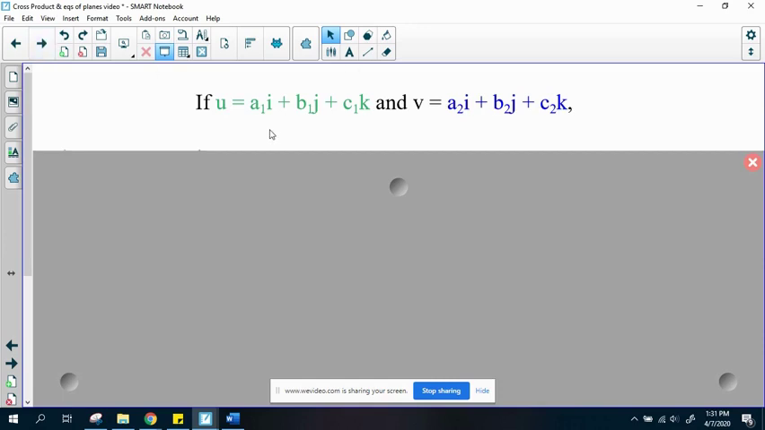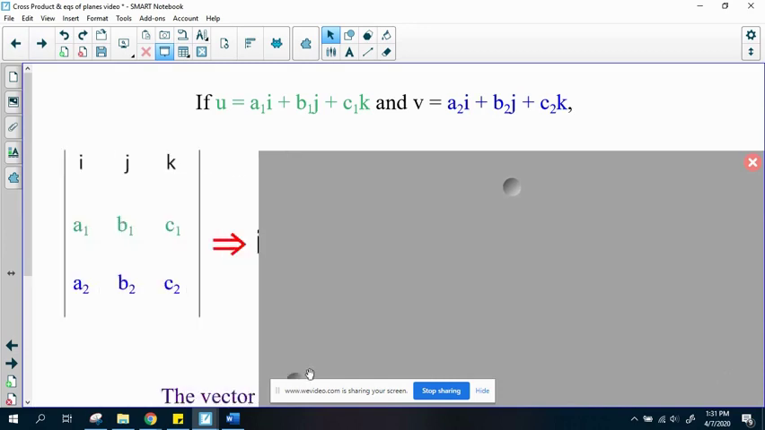If I wanted to cross u and v together, I would first set up a 3x3 determinant. The top row would be i, j, and k. The middle row would be the first vector that you want, just the coefficients, whatever a1, b1, and c1 are. And then the third row would be the coefficients of the second vector. In the previous video, we showed you how to expand a 3x3 determinant.